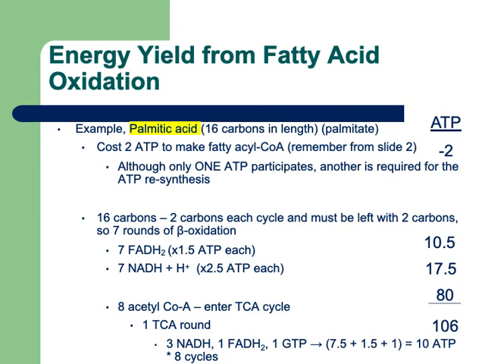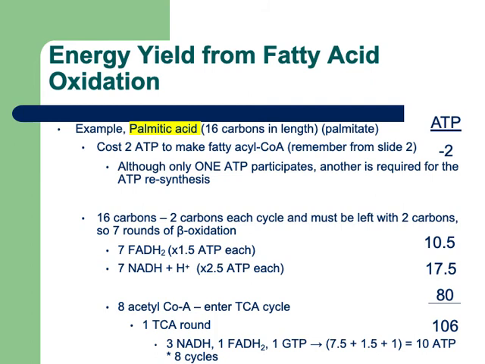Then what we do is add everything together. So we have our minus 2 plus 10.5 ATP plus 17.5 from the NADH plus the 80 produced from the 8 acetyl-CoA, is a grand total of 106 ATP. So from one 16 carbon fatty acid, we can yield 106 ATP, which is a huge amount.